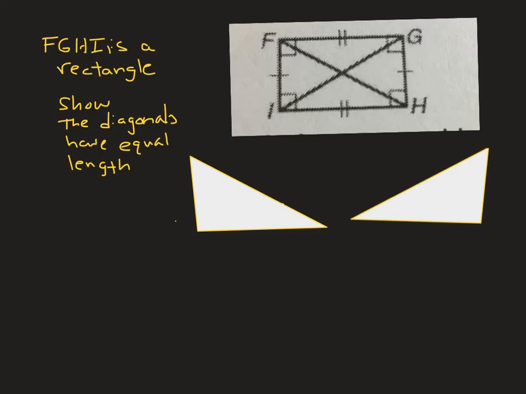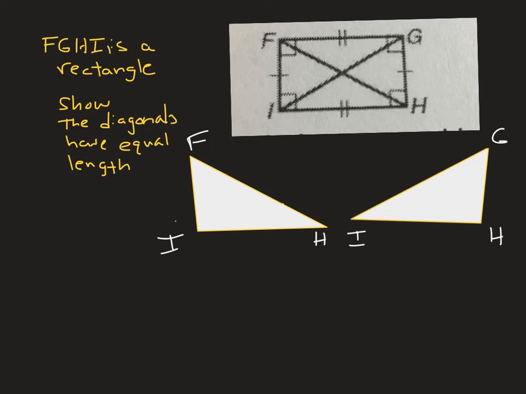Okay, so in this problem we have a rectangle, and our goal is to show that the two diagonals are the same length, that they're congruent. And so I want to show that this length is the same as this length. And you can see below I split it into two triangles. One triangle is going to be triangle IFH. The other triangle is going to be triangle IGH.